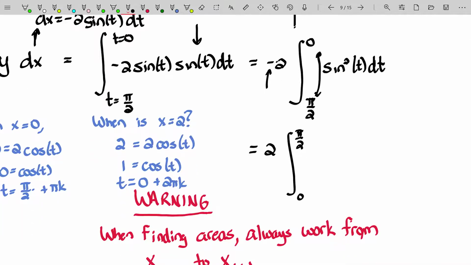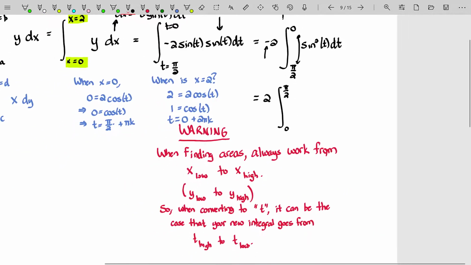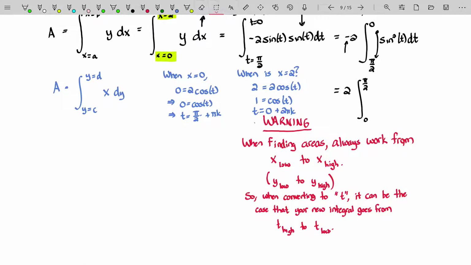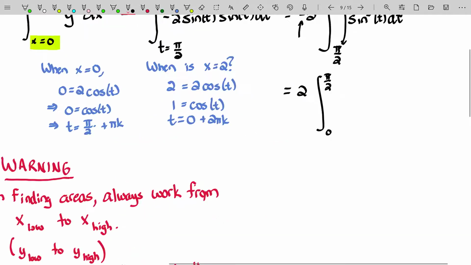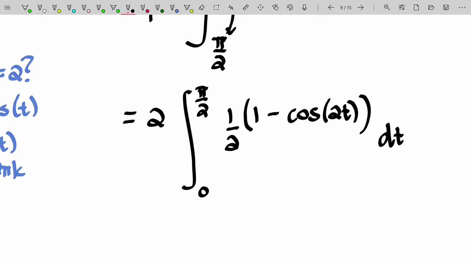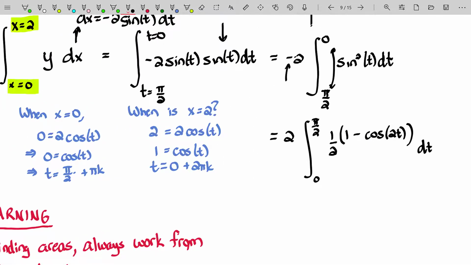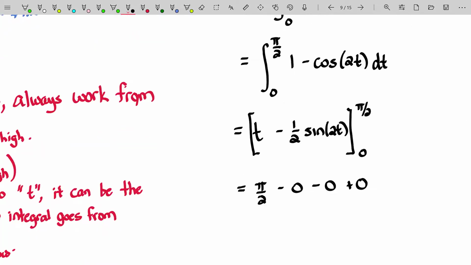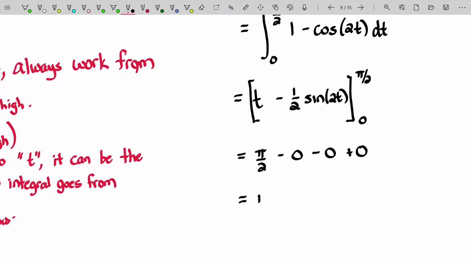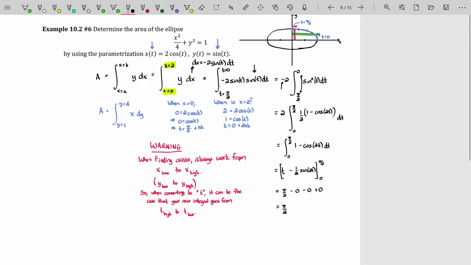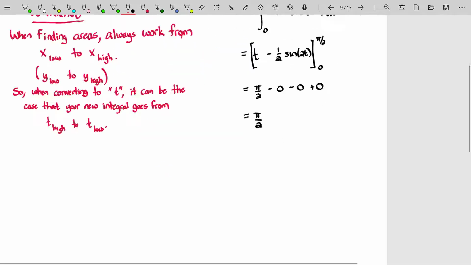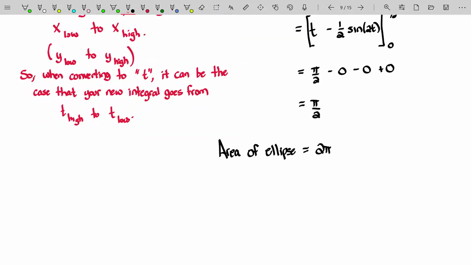Also, you won't be able to integrate the sine squared very easily unless you use the power reduction formula, or in other words, if you use the half angle identity. So I'm going to go ahead and do that here. I'm going to move this out of my way. And let's substitute in the half angle identity. There we go. Now I just go ahead and factor out the 1/2 and I integrate. And we get the area is pi over 2. Now remember, that's only for 1/4 of this entire ellipse. So multiply that by 4 and you'll get that the area of the ellipse is 2 pi.